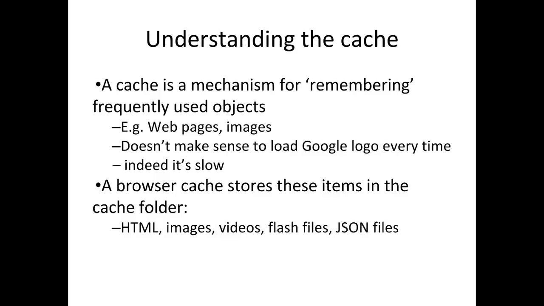Now, your cache file is something that your browser will use in order to store frequently used objects. So your cache might store images, large images. It will store things like the Google logos. It doesn't make sense to load the Google logo every time. But your browser will also store things like videos, images, JSON files in the cache folder. And that means that it contains a wealth of information for a forensic investigator.